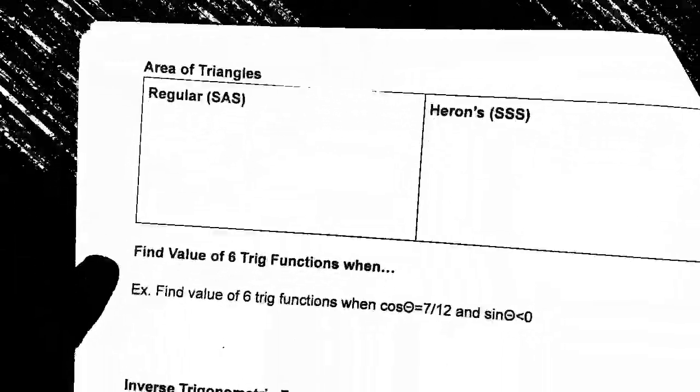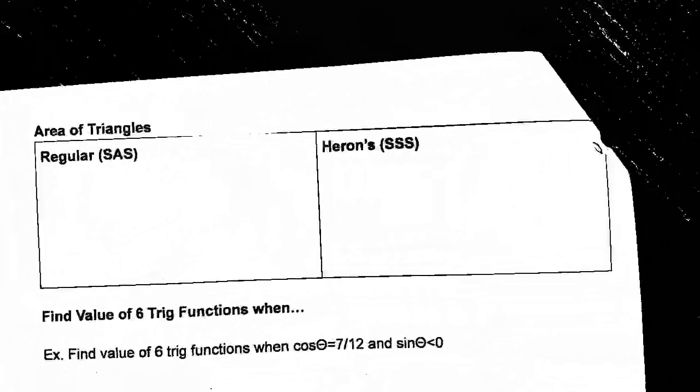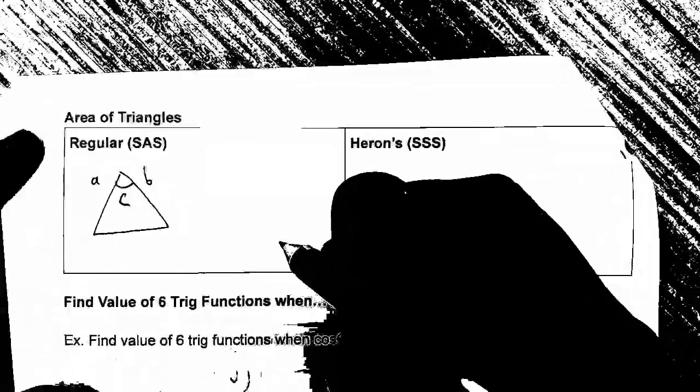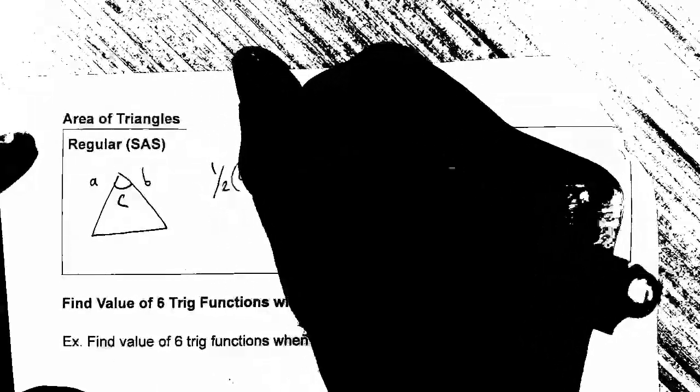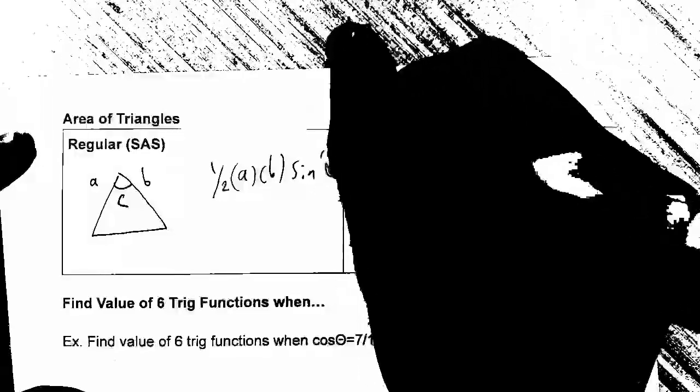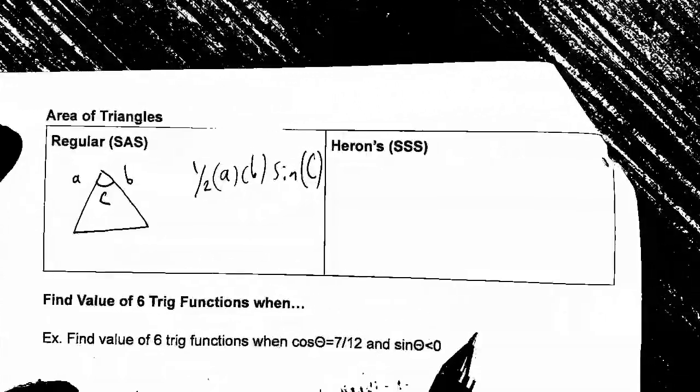We have area of the triangle. There's two formulas for the area of a triangle. We have two situations. We have SAS, where we have two side lengths, let's say A and B, and we have the angle between them. Let's call that big C. So to find the area of this triangle, we can use the formula 1/2 AB sine C, the sine of the angle between them.